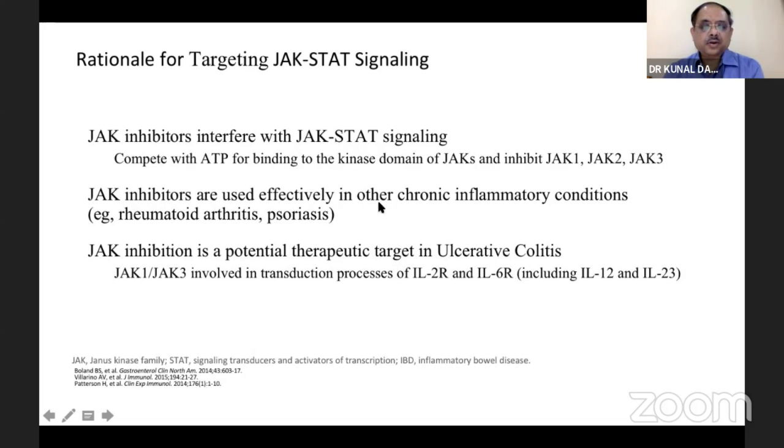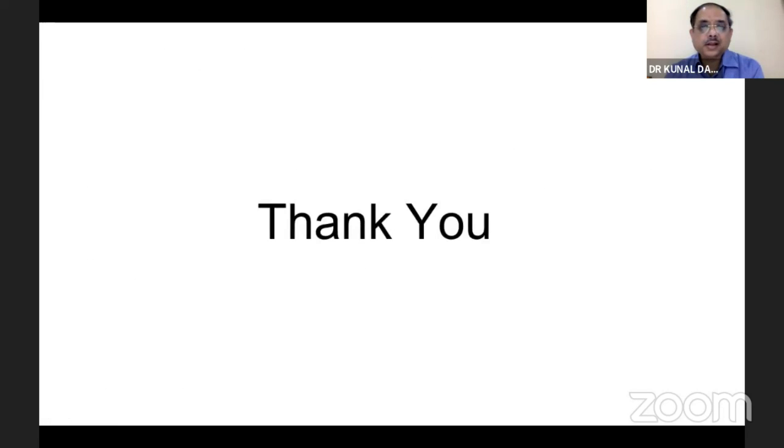Why JAK-STAT pathway signaling drugs have come into ulcerative colitis is because many of our rheumatology friends, especially in rheumatoid arthritis and psoriasis, which are autoimmune disorders of the skin as well as the joints, have been utilizing these drugs for a very long time with very good results. So JAK inhibition is a potential therapeutic target in ulcerative colitis, and Dr. Chaudhary will discuss the details of the same.